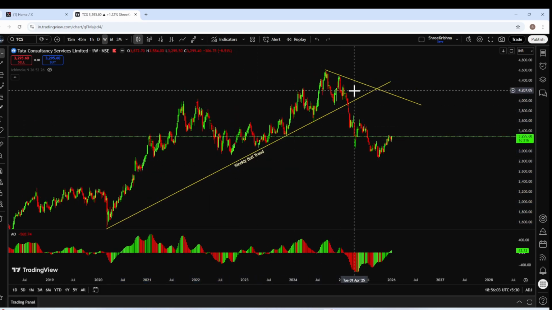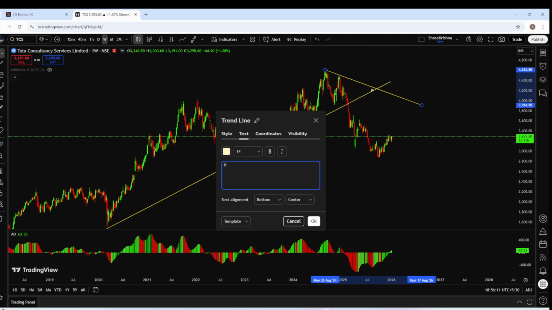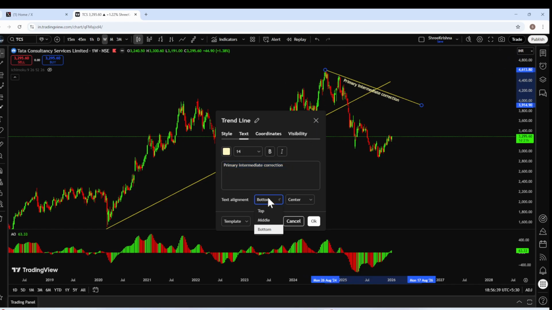This is a weekly bull trend, so it is still down. So this becomes a primary intermediate correction. Sorry, I'm very sorry for that. And let's move this up, let's make it top.